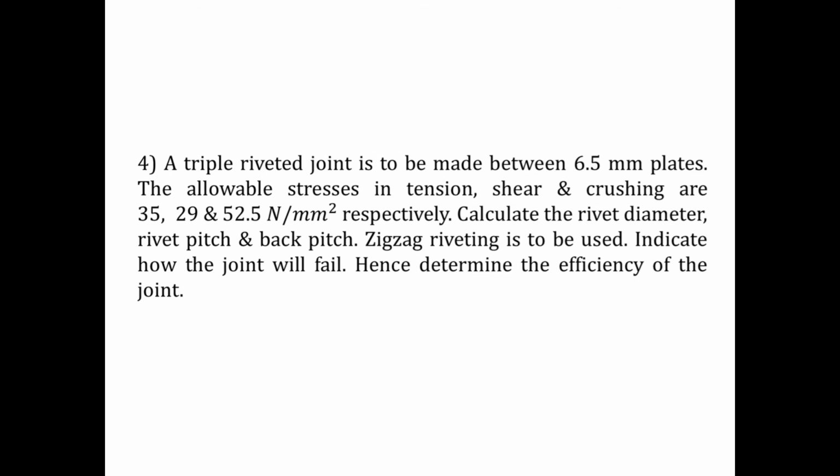So what is given to you? Thickness of the plate is given, that is 6.5 mm, and allowable stresses in tension, shear and crushing are given. It has also been told that you have to use a zigzag rivet joint, and the type of joint will be a triple riveted joint. So you have to find out the rivet diameter, rivet pitch, back pitch, which is also known as transverse pitch, denoted by symbol PT. You have to indicate how this joint will fail, and finally you need to determine the efficiency of the joint.